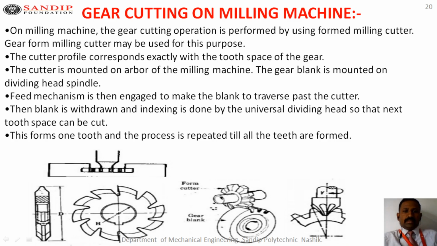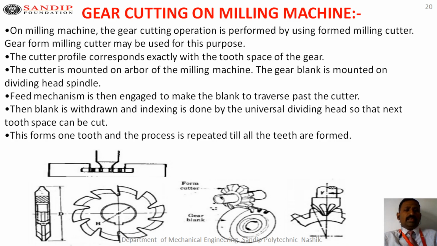Welcome to all in the online lecture series of the course Advanced Manufacturing Process, chapter number 3. It is gear manufacturing. Under lecture number 2, gear cutting on milling machine. How to manufacture gears, we already learned in chapter number 2, that is the milling machine and its processes. Similarly, gear is manufactured on a milling machine.